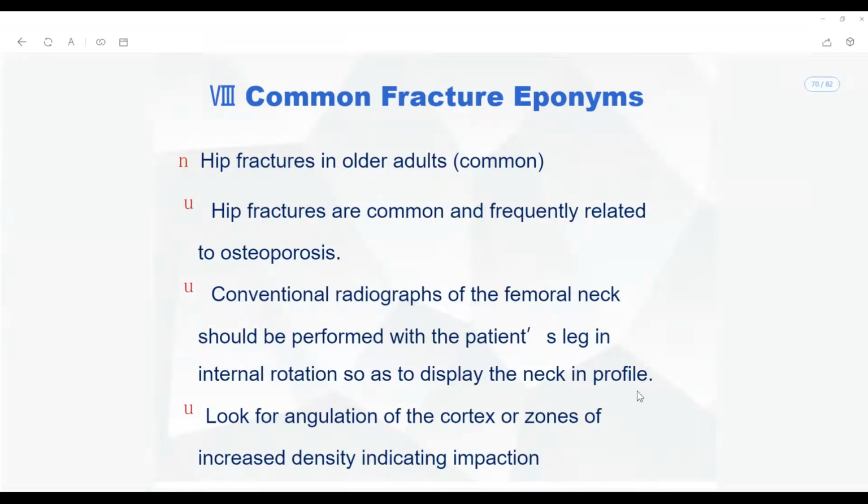Okay, hip fractures. When we are trying to look at the cortex or the zones of increased density, it actually suggests that there is an impaction. Remember, hip fractures are common in older adults, especially females. It can happen as a secondary condition related to osteoporosis, where there will be impaction. Driving of one bone part into another fracture segment is called an impaction, which is commonly seen in the hip joint, okay, head of the femur fracture.